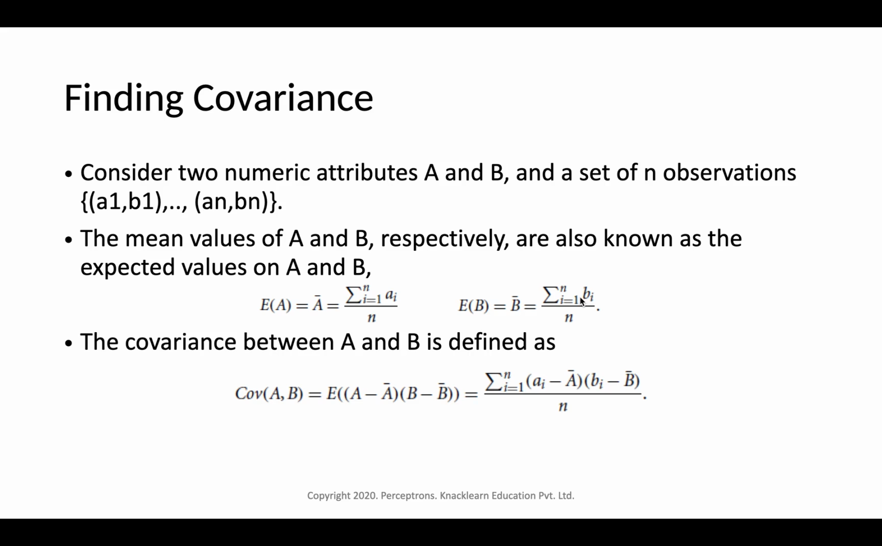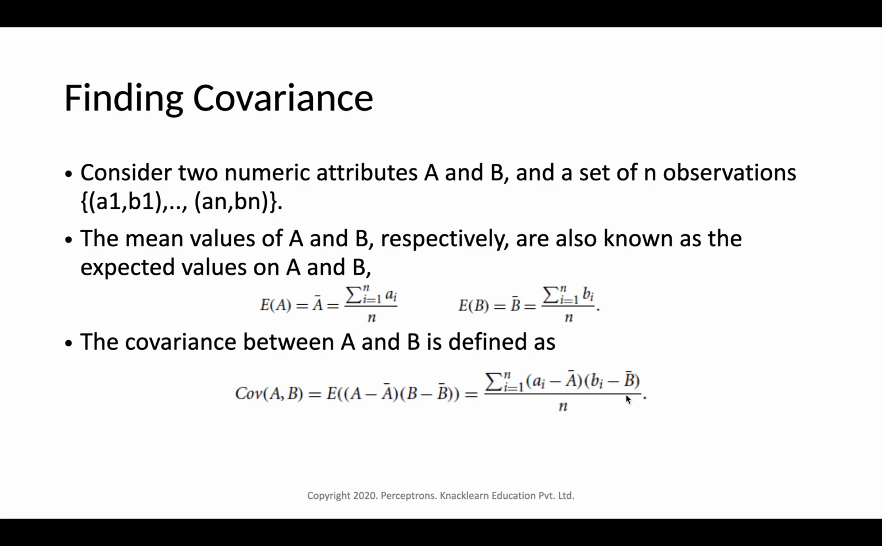First we find the expected value of a, which is nothing but the mean value of a. Mean value of a will be given as summation of a divided by n. Similarly, mean value of b will be summation of b divided by n. So we'll get the mean values. Then we can find the covariance by using this formula, that is expected value of a minus a mean and then b minus b mean. Or we can also take it as summation of a minus a mean into b minus b mean divided by n. So this is the formula for population covariance.